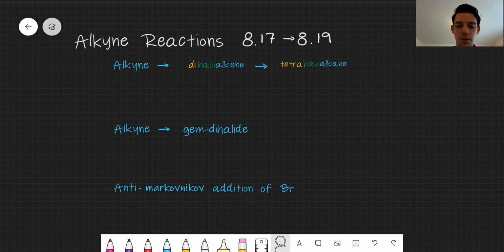We're going to look at the last couple sections of the textbook. These are the alkyne reactions that we haven't covered yet. They're very similar to alkene reactions with the same reagents, so hopefully you'll find that they're fairly predictable.